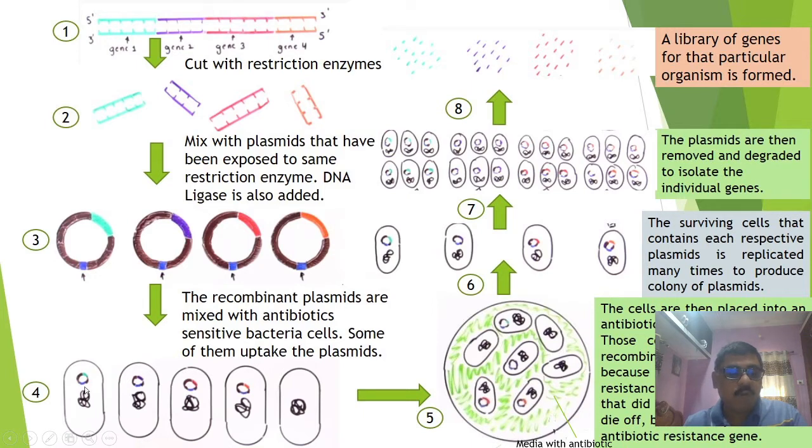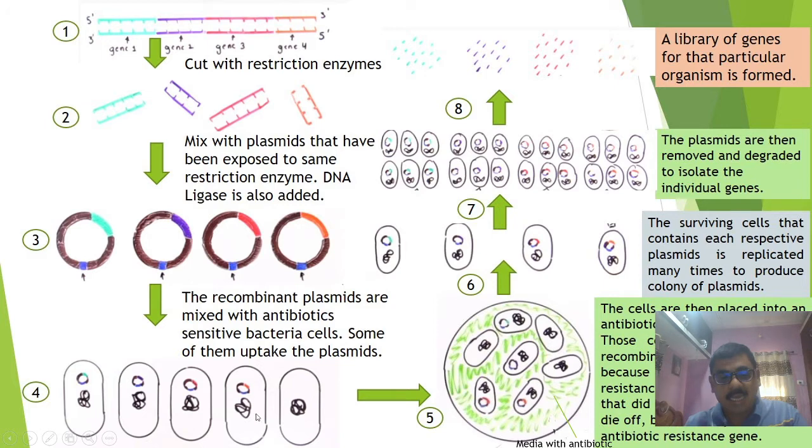Here in these four diagrams, you can observe this plasmid is taken by this cell, this plasmid is taken by this one, and this plasmid is taken by this cell. And this cell has not taken any type of plasmid. Okay, and all these are the antibiotic resistant cells.